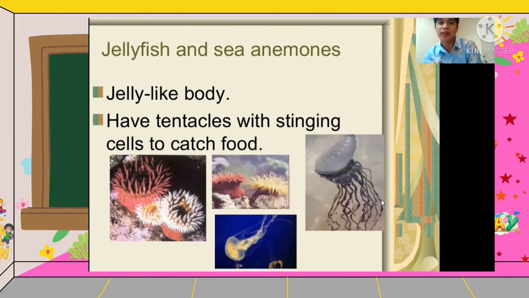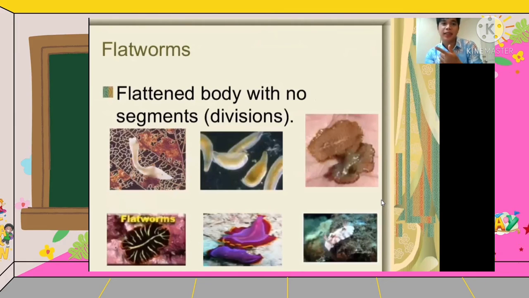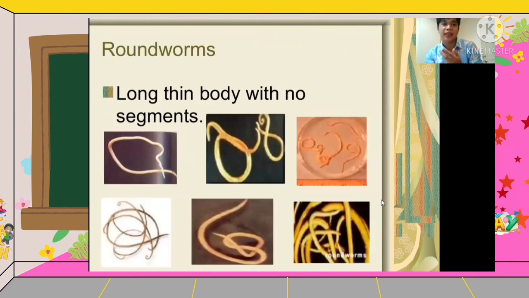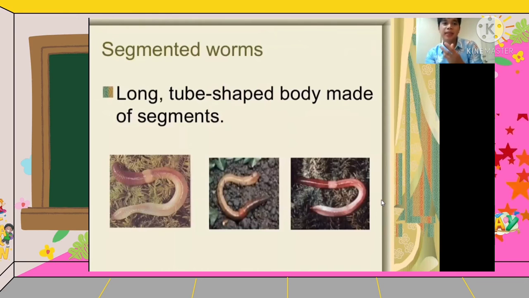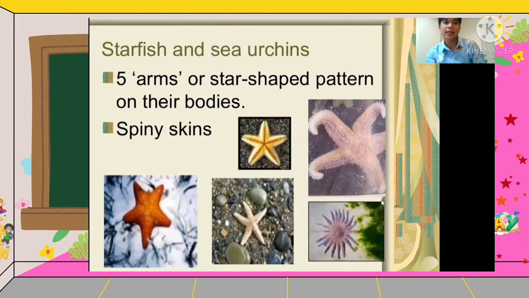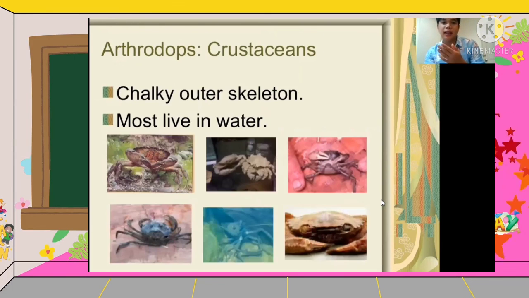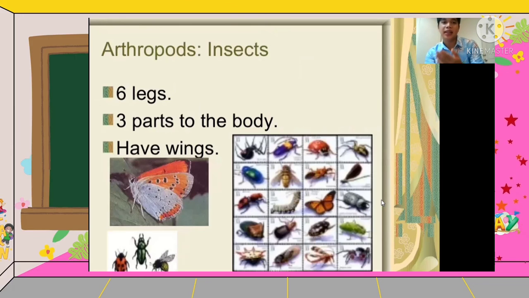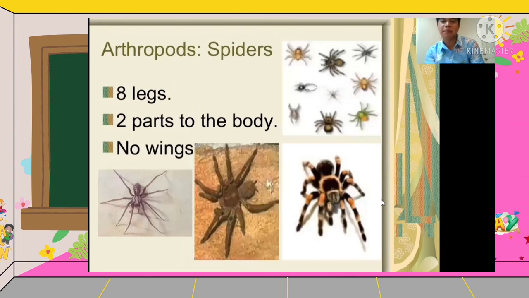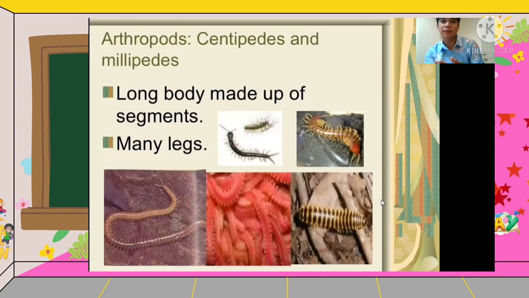Jellyfish and sea anemones, flatworms, roundworms, segmented worms, mollusks, starfish and sea urchins, arthropods: crustaceans, insects, spiders, and centipedes and millipedes.